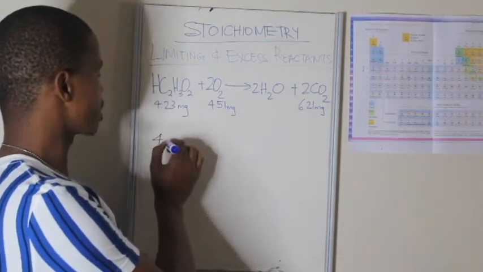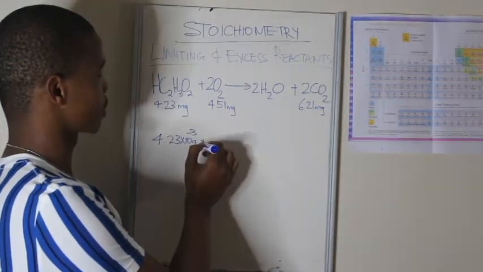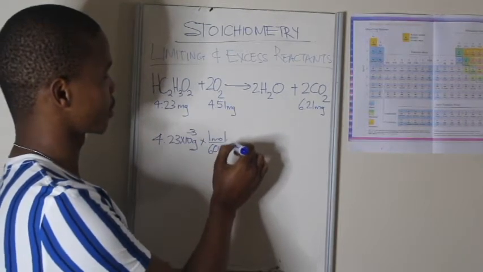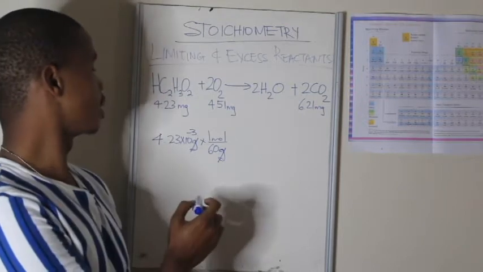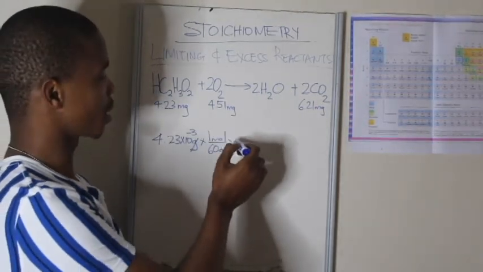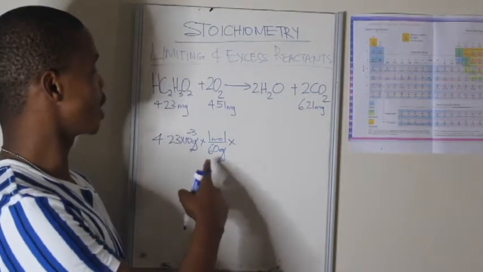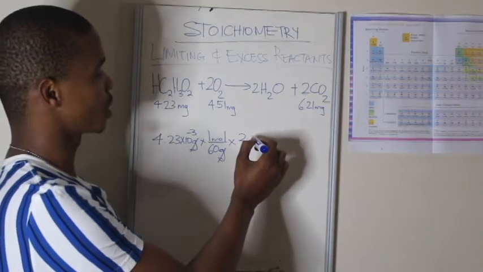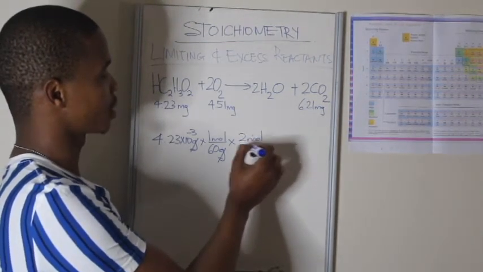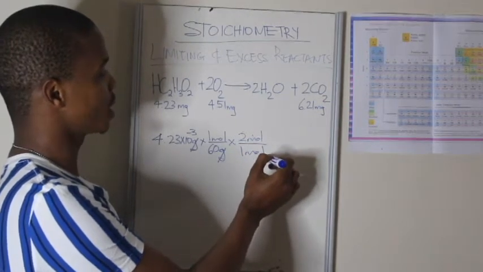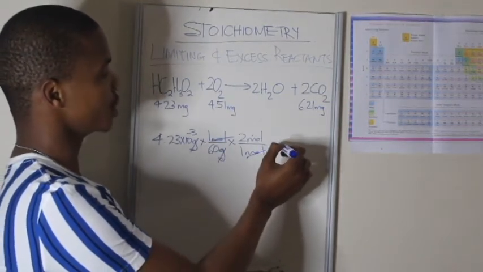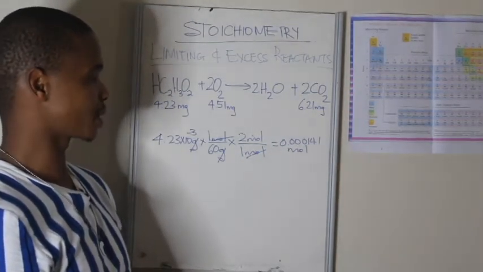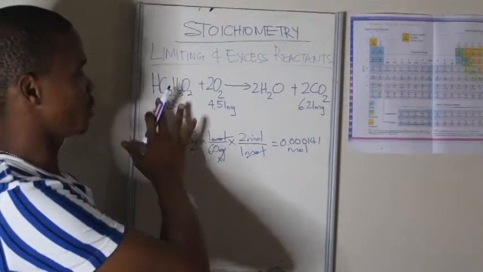So if you look at acetic acid, you'd get your moles, and then to get the moles of carbon dioxide, you will relate acetic acid to carbon dioxide. So for 2 moles of carbon dioxide, it's 1 mole of acetic acid. And then this would give us 0.00041 moles of carbon dioxide if you have this amount of acetic acid.